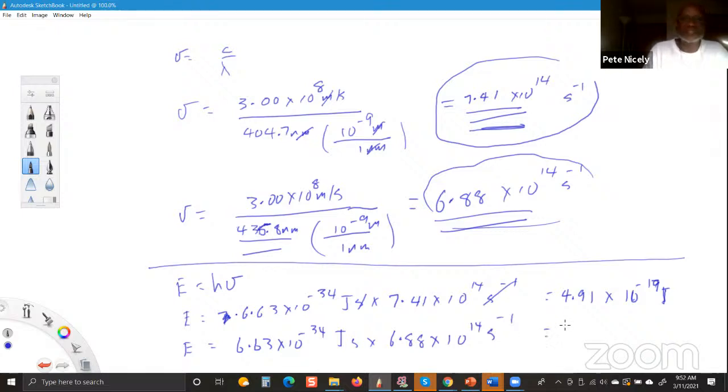6.63 times 10 to the minus 34 times 6.88 times 10 to the 14. And the answer I got for that one is 4.56 times 10 to the minus 19, again joules, all right? So those are the energies of the photons of each of these wavelengths right here.